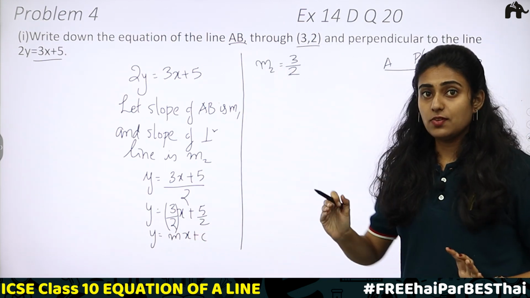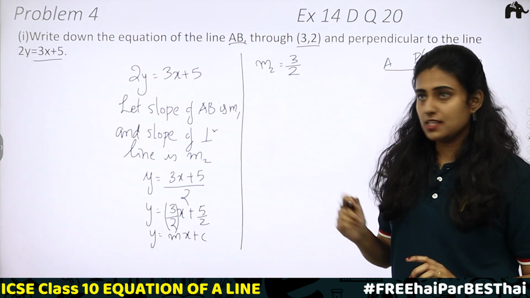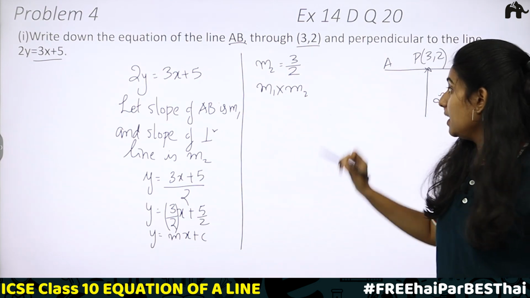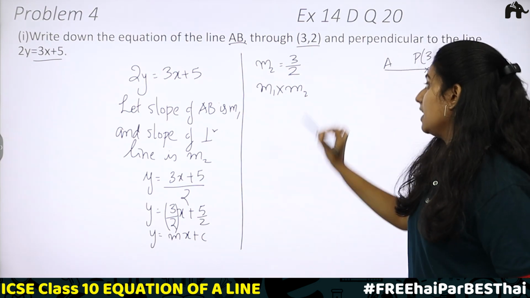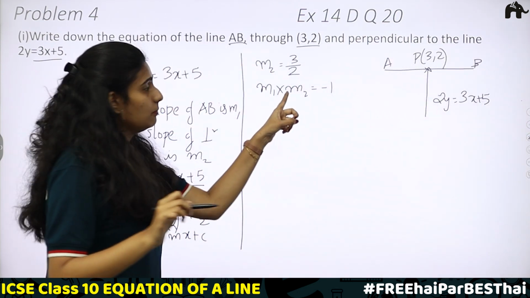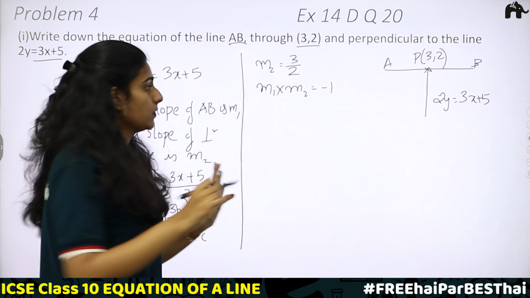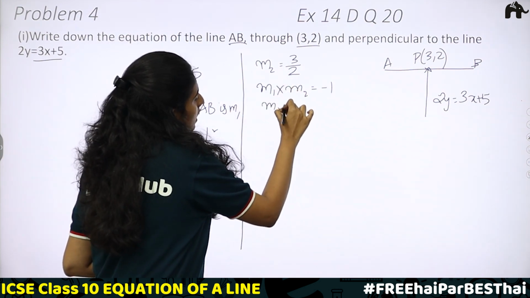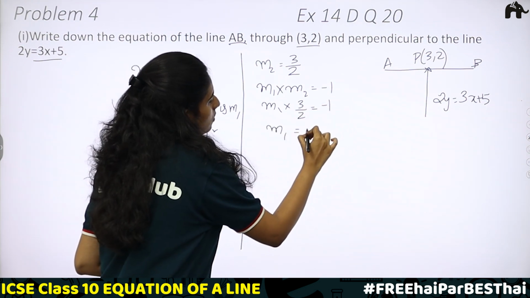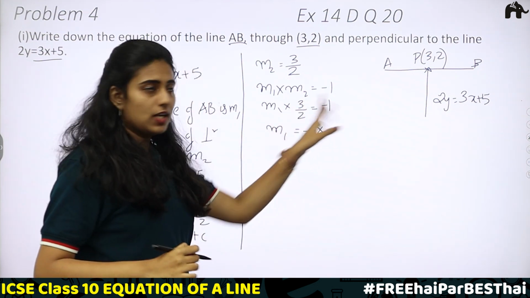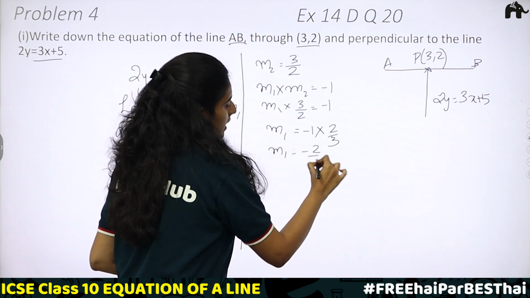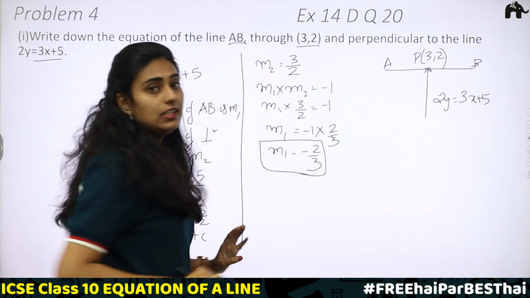For perpendicular lines, the product of their slopes is equal to minus 1. That is, m1 into m2, where m1 is the slope of AB and m2 is the slope of the line perpendicular to AB, is equal to minus 1. We have the value of m2, m2 = 3/2. Now, m1 into 3/2 is equal to minus 1, and hence m1 is equal to minus 1 into, taking the reciprocal and multiplying, 2/3. That is, m1 = minus 2/3. We got the slope of line AB.